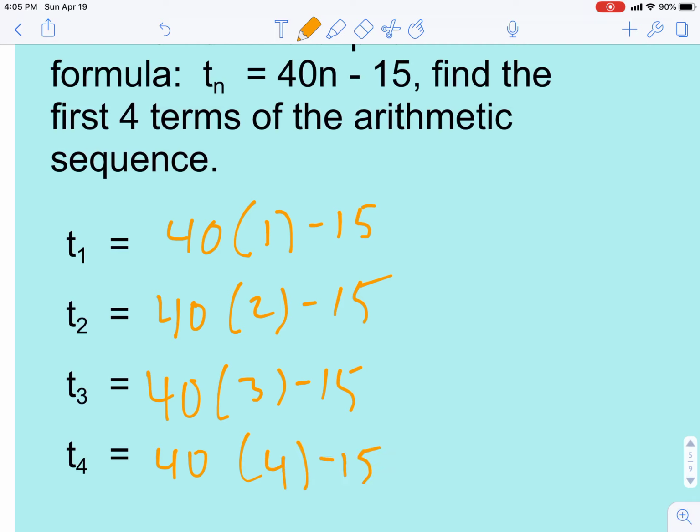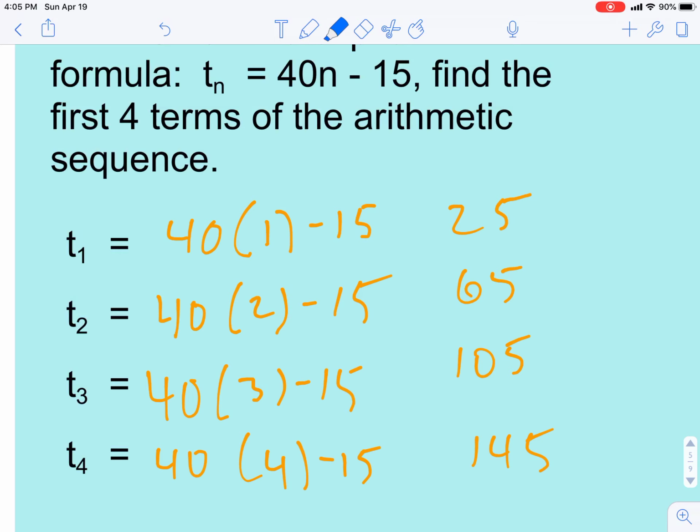So it's a lot different than finding a recursive formula, where you had to know the first term, do something to find the second term, then use the second term to go to the third term, to the fourth term. Here with the explicit formulas, we just have to plug in the term number we want to get to in for n, right? And then we just do our math and we get 25, 65, 105, and 145.